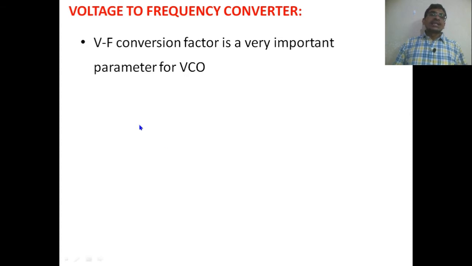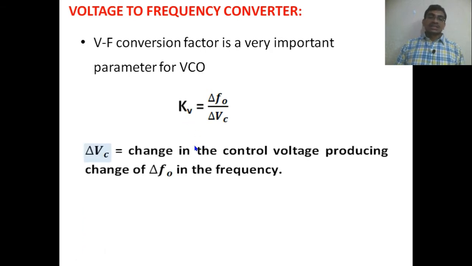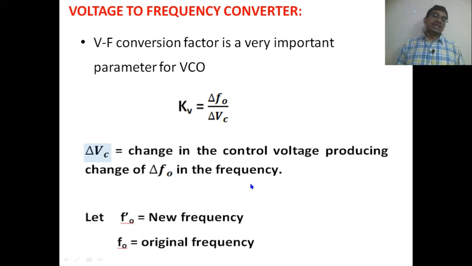Let us see the V2F conversion. The voltage to frequency conversion factor is a very important parameter for the VCO, which is kV, the voltage to frequency conversion factor, equal to delta F naught by delta Vc. So it is the ratio of the change in the frequency of operation to the change in the control voltage. If you change the control voltage, the resulting change in the frequency of operation is given by the voltage to frequency conversion factor.